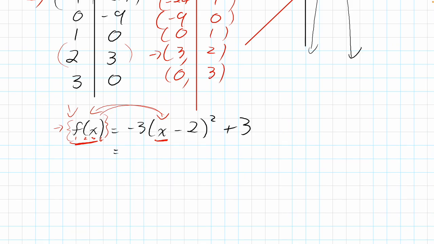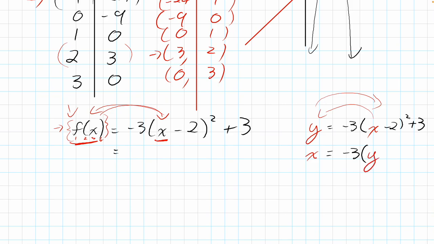So if it is easier for you, you can write it like this. y is equal to negative 3, we still have the x, everything else stays the same. And what we do is we just swap positions of x and y. So when we do that, we end up with x is equal to negative 3 (y minus 2) squared plus 3. Okay? Let me just fix that negative.